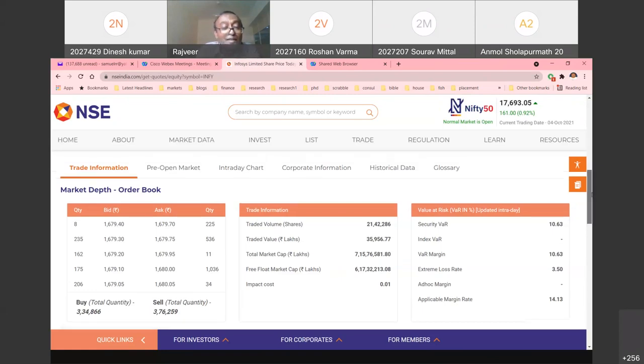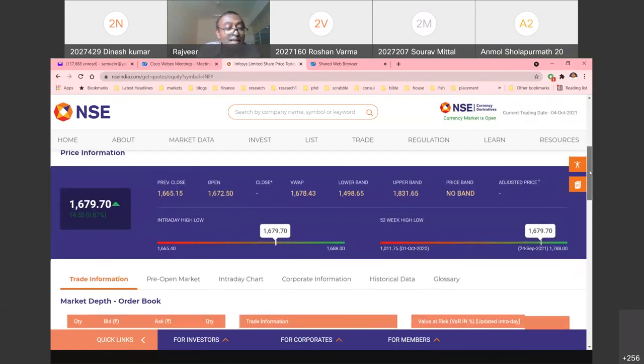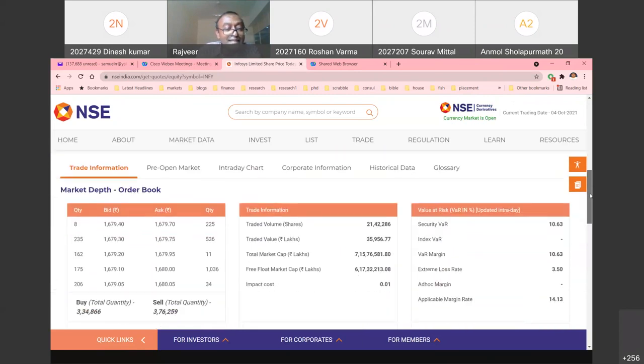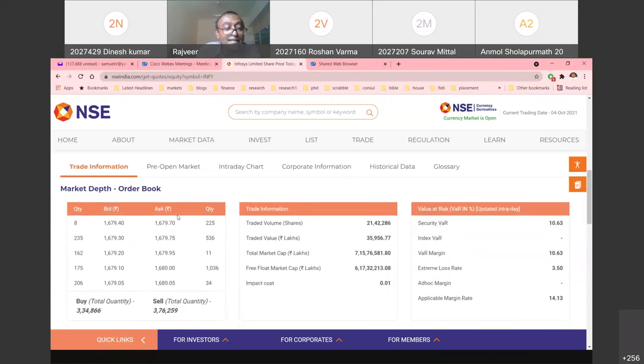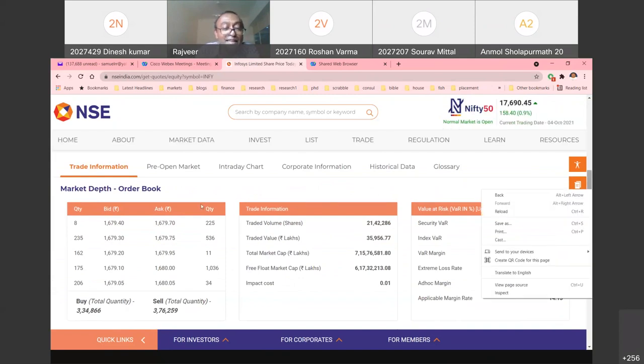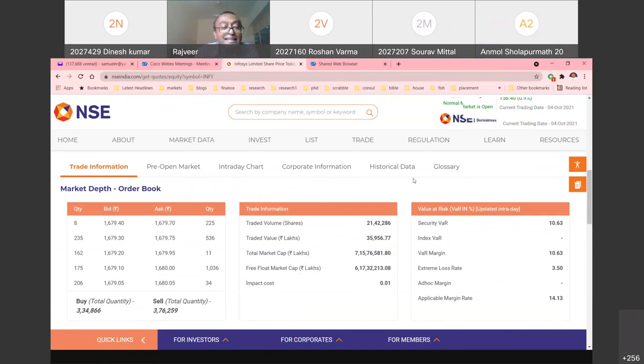Is the price up or down today? Price is up slightly, but if you look, what do you think the next traded price will be? Let's look at it. 1679 we are seeing. Today it is up on the day. So given that there are more sellers, it is very possible that the next traded price on Infosys could be down.